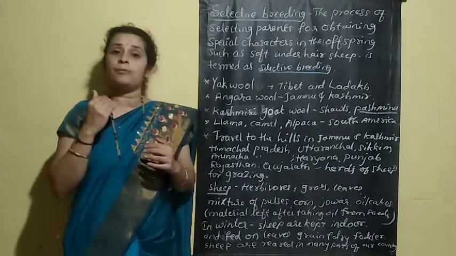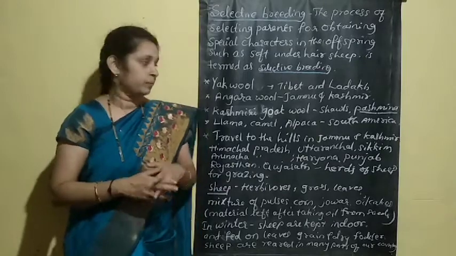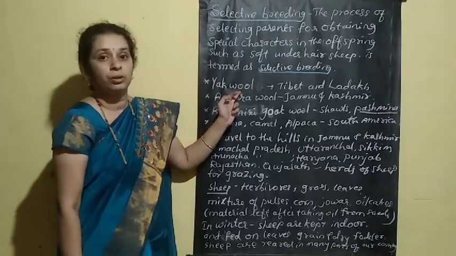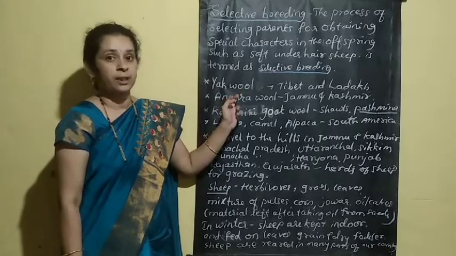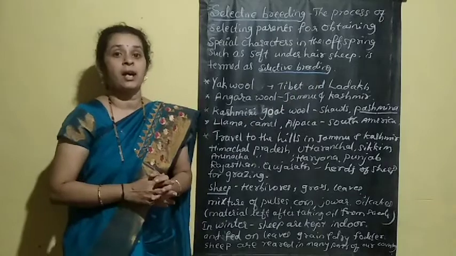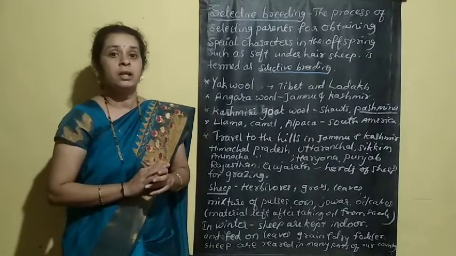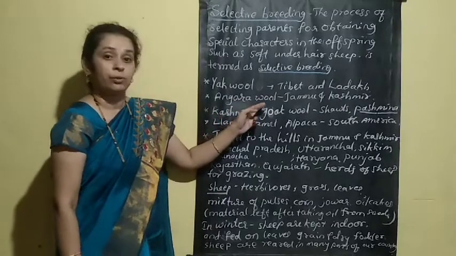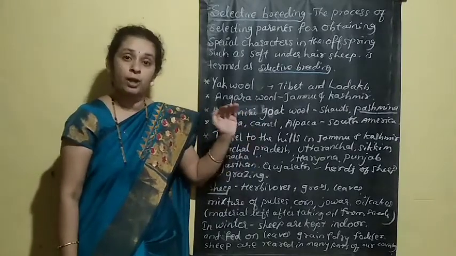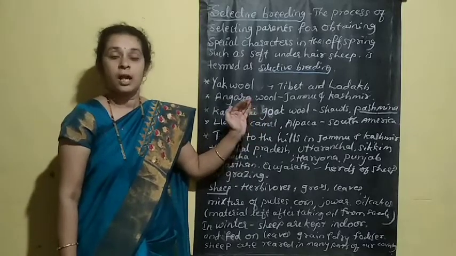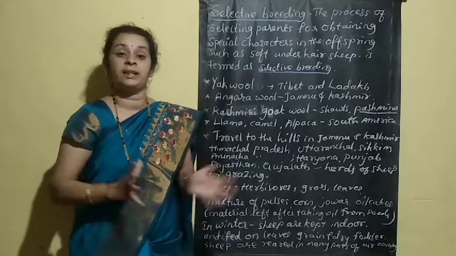We obtain wool from different organisms, I told. That is very important. Yak wool: from the yak we obtain wool. That is common in Tibet and Ladakh. And Angora wool we obtain from the Angora goat. You will observe these pictures in your textbook. You can observe, and you have to draw those wool yielding animals.